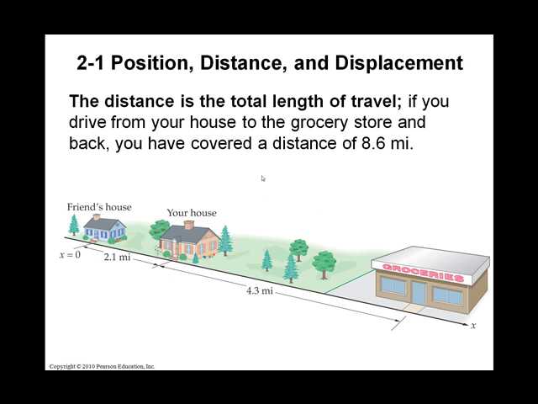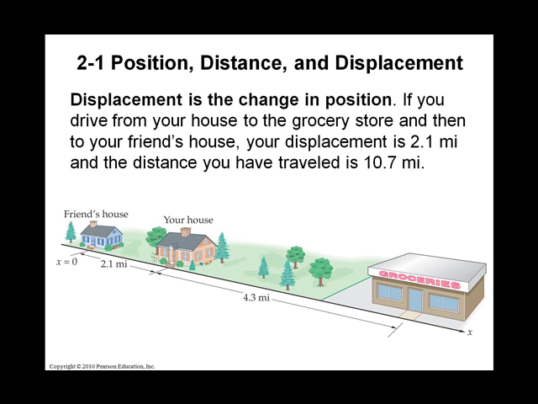Distance is simply the total length that you've traveled. So if you drive from your house to the grocery store and back, you travel 4.3 miles one way and 4.3 miles the other way. And that's a total of 8.6 miles. But that is a quantity that has no reference to direction at all, just how far you've traveled. It's a scalar quantity.